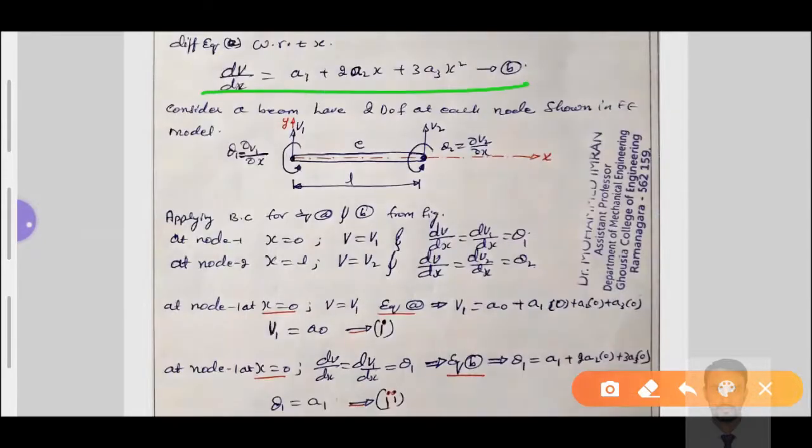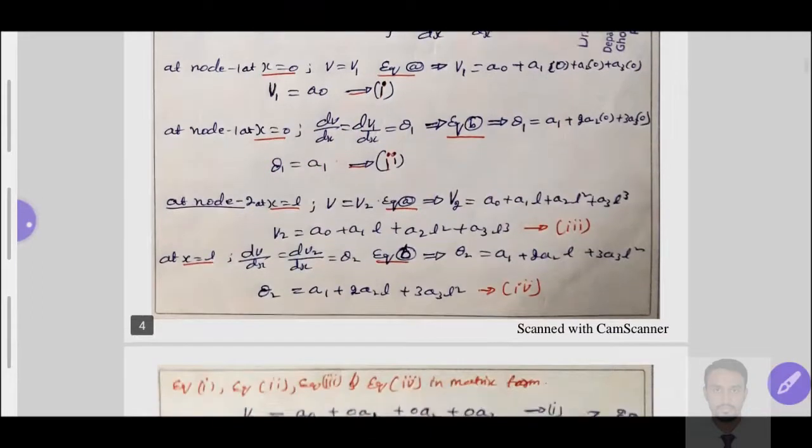Substitute these values in equation number b. With x equal to 0, all the other values are 0, so this becomes a1 equals theta 1, that is, dv1 divided by dx equals theta 1. Then equation number b becomes theta 1 equals a1, with the rest of the values equal to 0. Call it equation number 2.